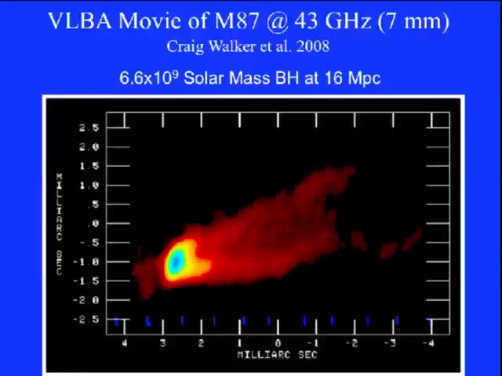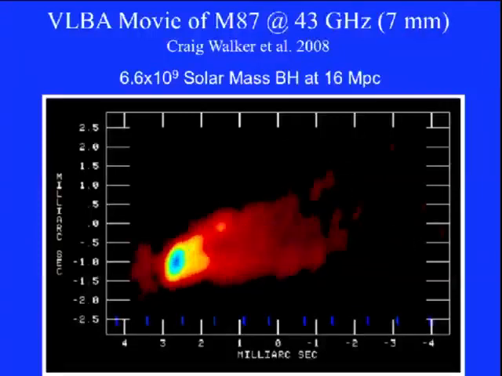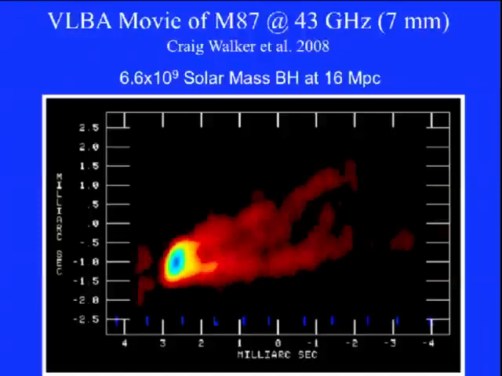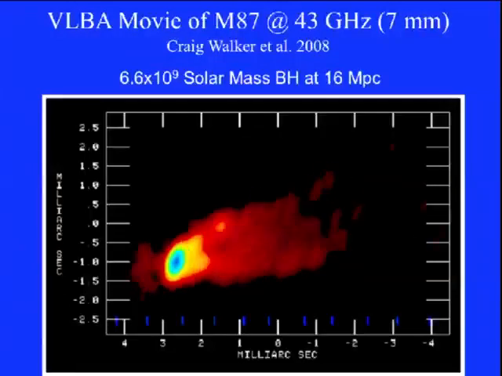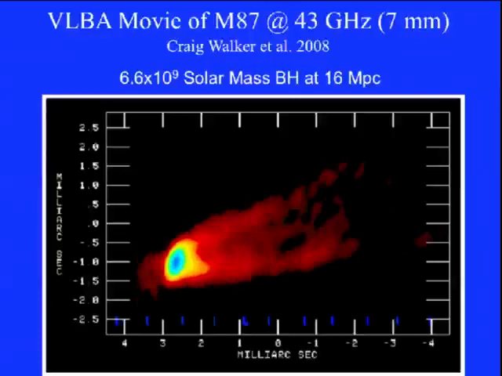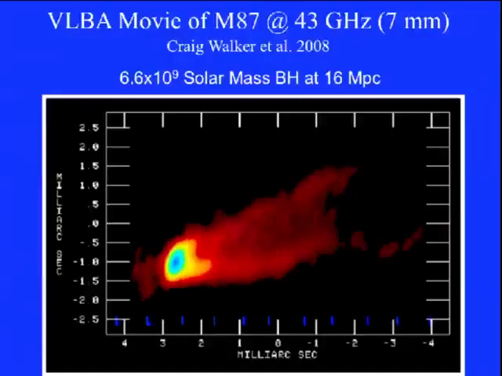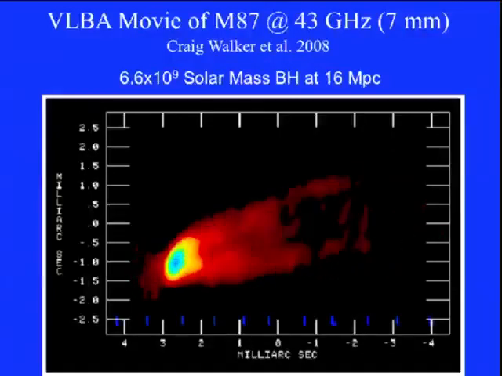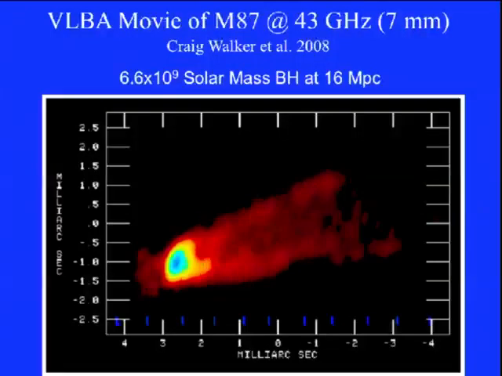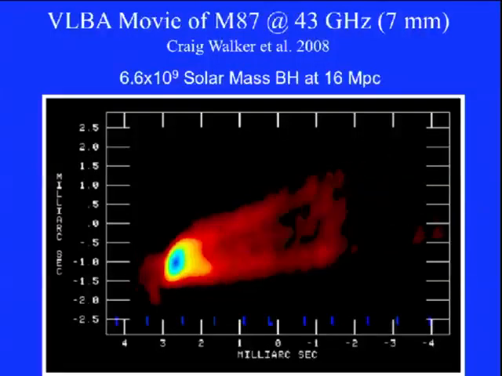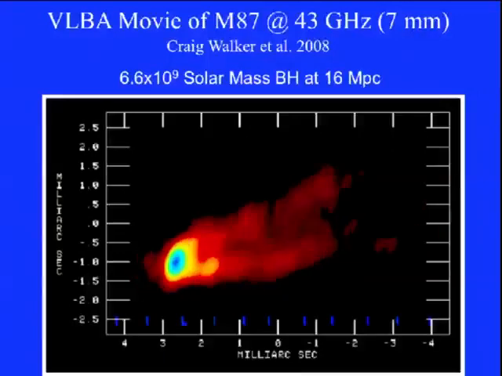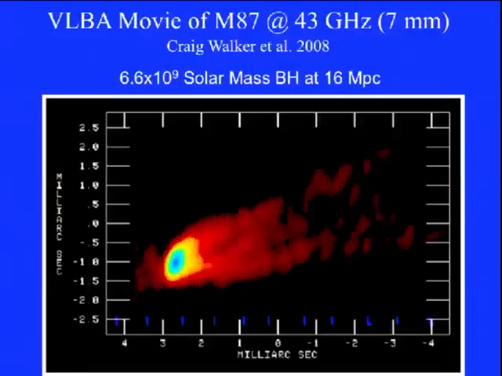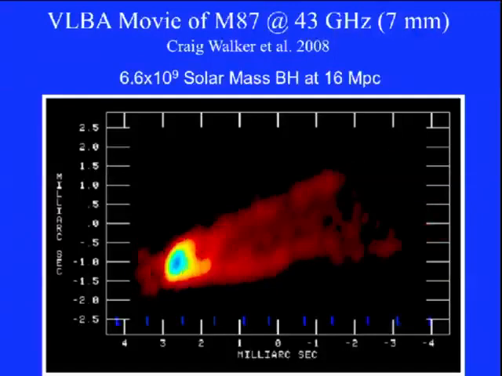Now let's go on to suspect number two. Okay, so Sag A star is probably the best case we're ever going to have. This is the next best case. This is a wonderful movie by Craig Walker and his group showing the outflow of a 2,000 times more massive black hole, but it's 2,000 times farther away. So it subtends about the same angle on the sky. The Schwarzschild radius for this one, instead of being 10 microarc seconds, is about 7 microarc seconds, still within range of VLBI.